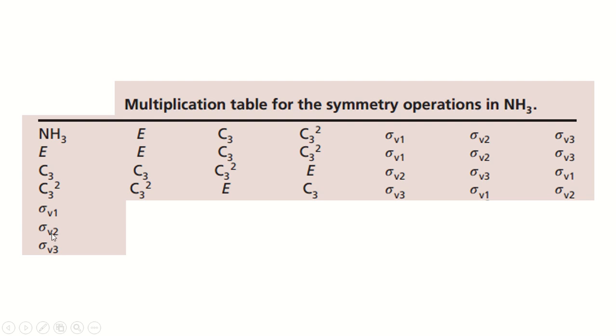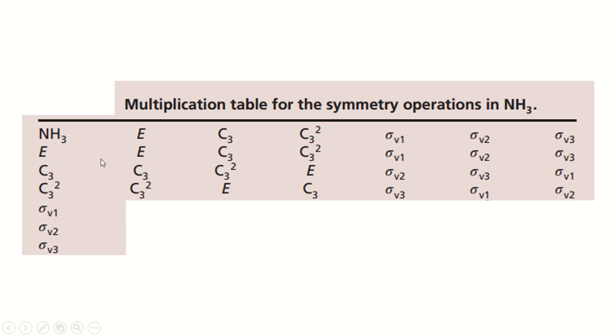What will happen when sigma V2 is combined with sigma V1? We need to apply sigma V2 first and then sigma V1. The resultant is equal to the C3 rotation. It yields a similar operation to that obtained after performing C3 with the identity. So sigma V2 and sigma V1 will yield the C3 operation.